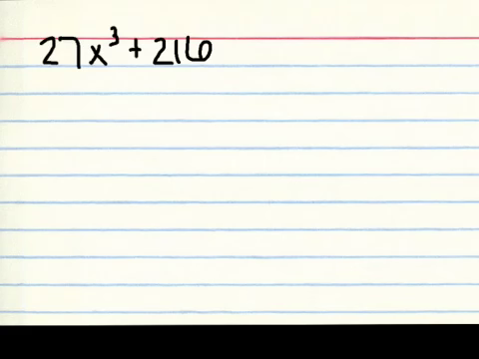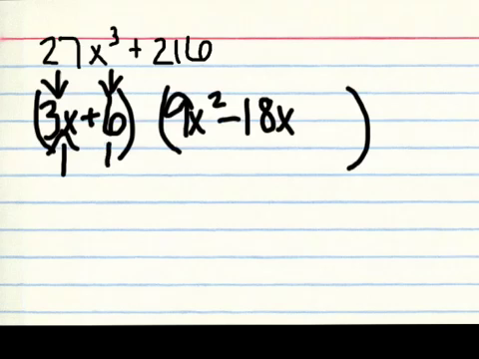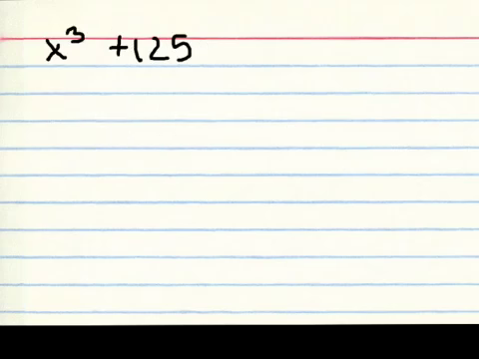So we have 27x cubed plus 216. The cubed root of 27x cubed is 3x plus the cubed root of 216 is 6. Square the first number, 9x squared, minus this number times this number. 3 times 6 is 18, and we keep the x. Then add that number squared. 6 squared is 36. So your final answer should be the quantity of 3x plus 6 times the quantity of 9x squared minus 18x plus 36.